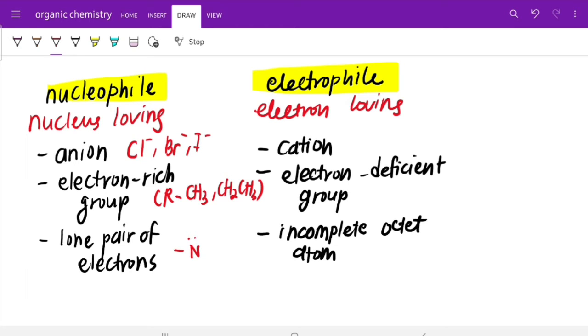Electrophile is electron loving, which means it is seeking electrons. Indirectly, this tells you that an electrophile has a lack or deficiency of electrons. Normally electrophiles are cations such as H+, which is a common one in organic compounds, whereas electron deficient groups are like carbocations. Incomplete atoms are like beryllium, boron and aluminium, because these three elements are special elements which can have an incomplete octet arrangement.